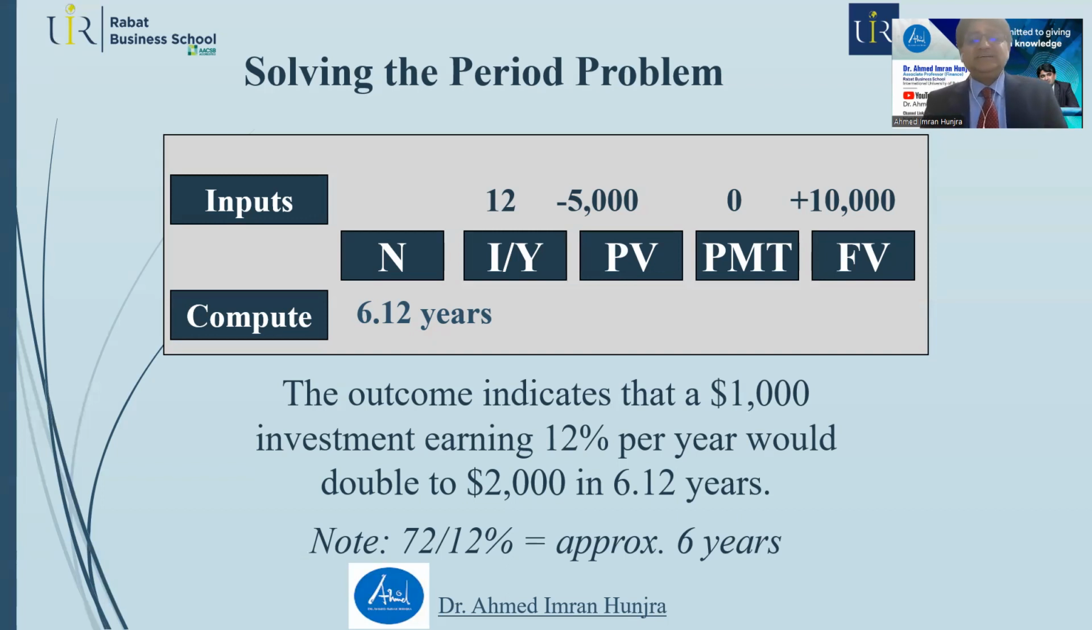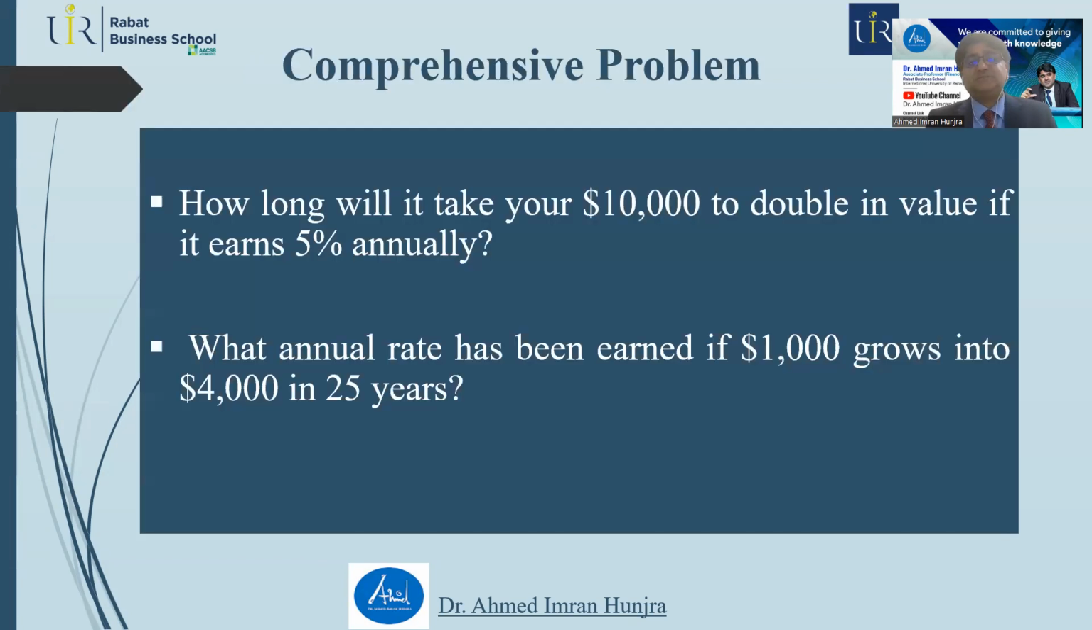So the outcome indicates that an investment at 12% per year can double in 6.12 years. It doesn't matter what kind of investment we have or what the magnitude is, but it should double your basic investment. Then we can apply the rule of 72, or we can find the exact answer. By using the rule of 72, we get the approximate answer of 6 years, but once we use the formula, we get the answer 6.12 years.